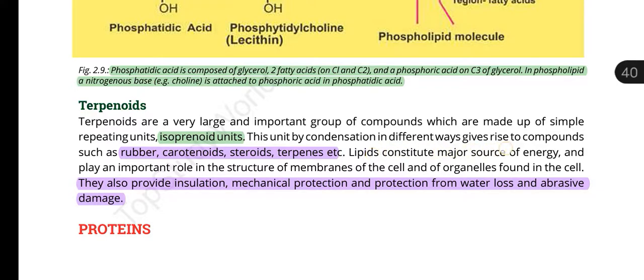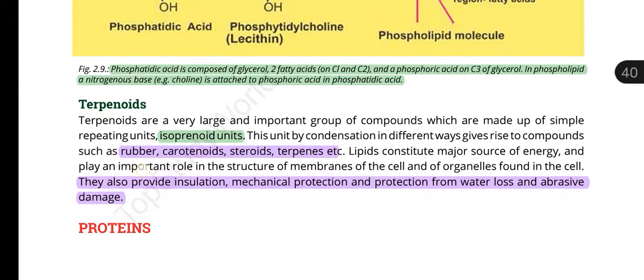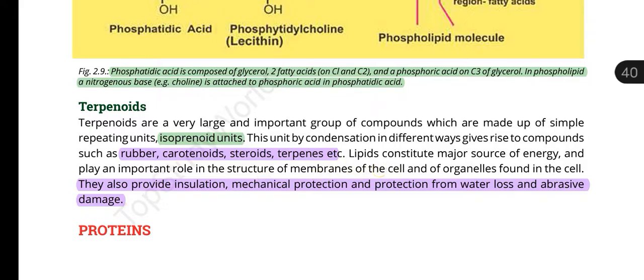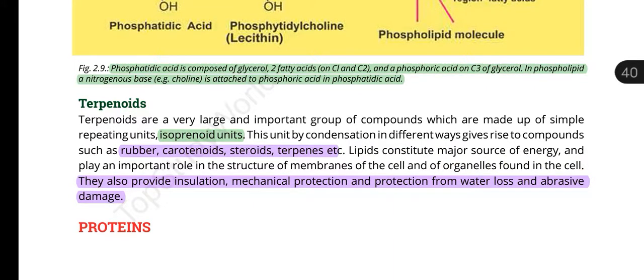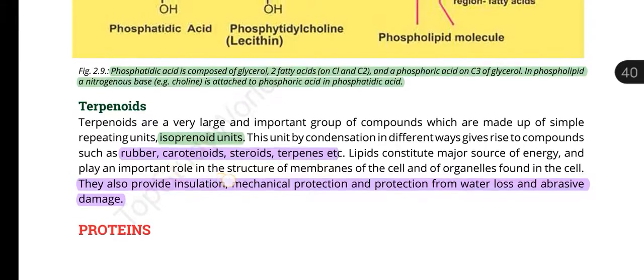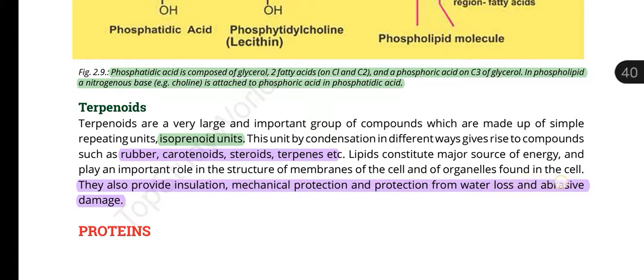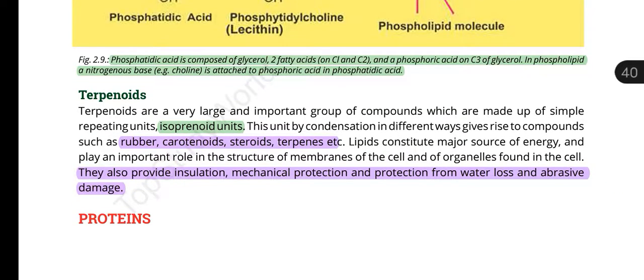Lipids constitute a major source of energy and play an important role in the structure of membranes, because they are insoluble in organic solvents, and in the organelles found in the cell. They also provide insulation, mechanical protection, and protection from water loss and abrasive damage. So this was all about lipids.